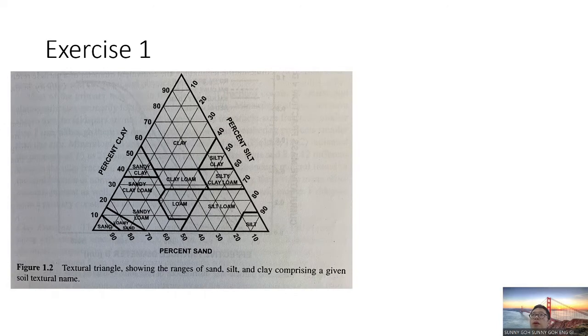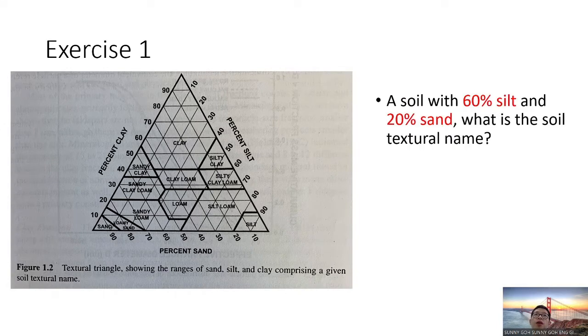So here is exercise 1. Take for example a soil with 60% silt and 20% sand. You can determine the type of texture, which is silt loam. Whatever falls within this area is a silt loam. Since this dot falls within the silt loam area, we call this soil a silt loam. And because 60% plus 20% is 80%, we know that the other 20% is clay. So this soil is called silt loam.